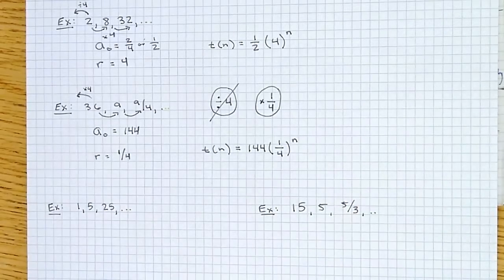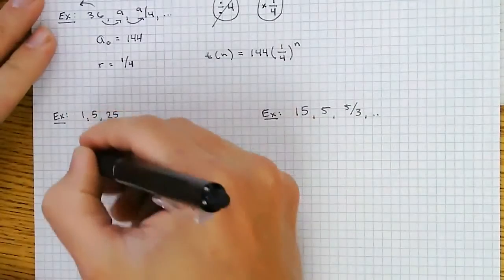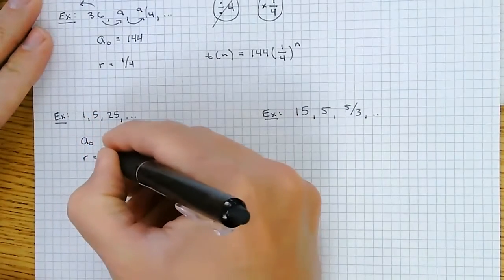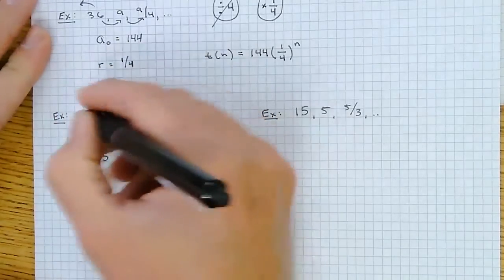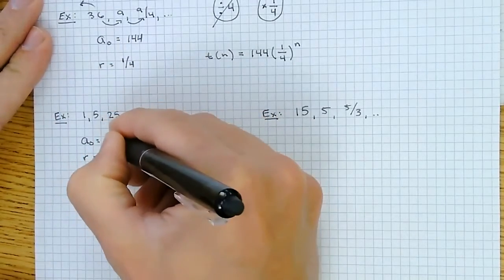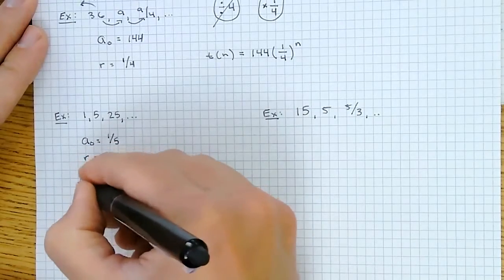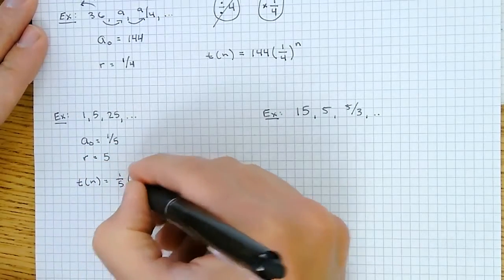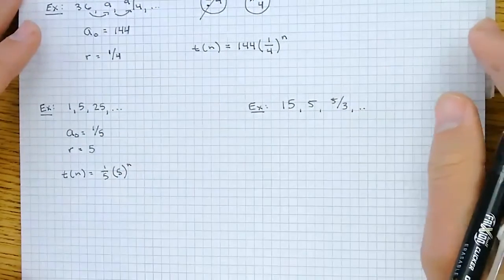Try these two on your own. On the first one, what are we multiplying by each time? 5. So we have to work backwards. 1 divided by 5, we'll just call it 1/5. So we get 1/5 times 5 raised to the nth power.